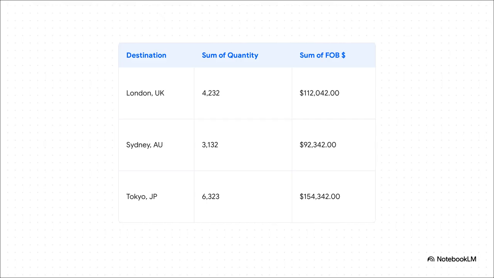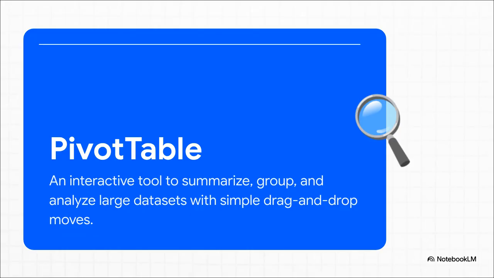Suddenly, you can see this story. Right away, we know which destinations get the most shipments and which ones make us the most money. The data isn't just a big pile of numbers anymore. It's giving us answers. So how do we do that? With a pivot table. This is the magic tool.